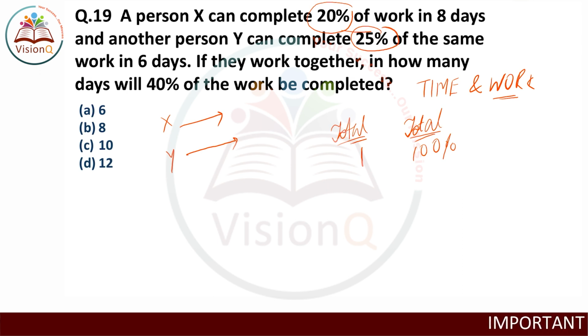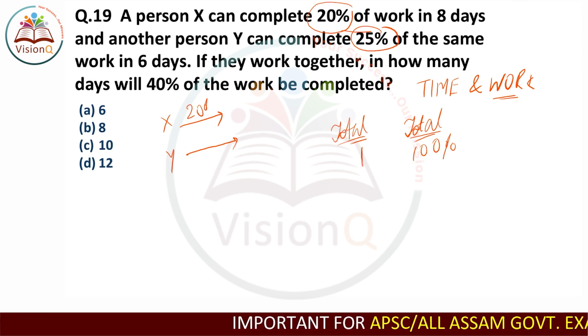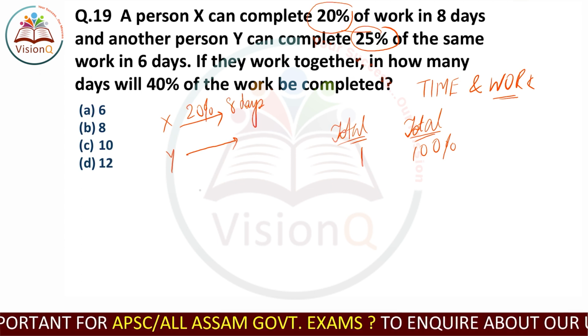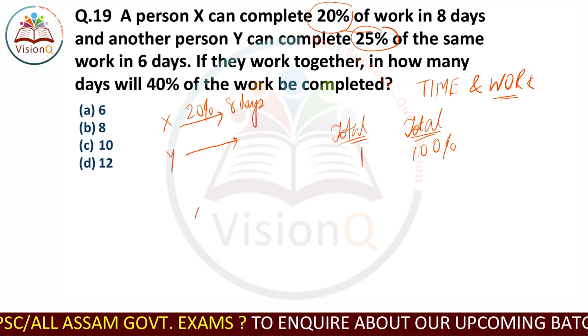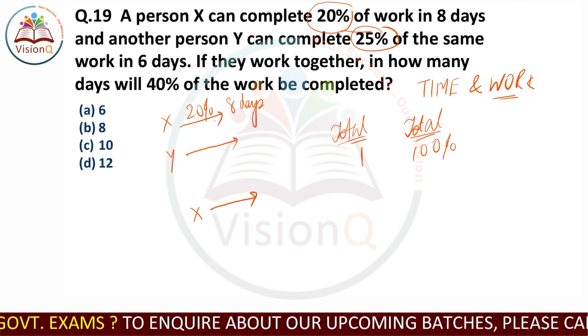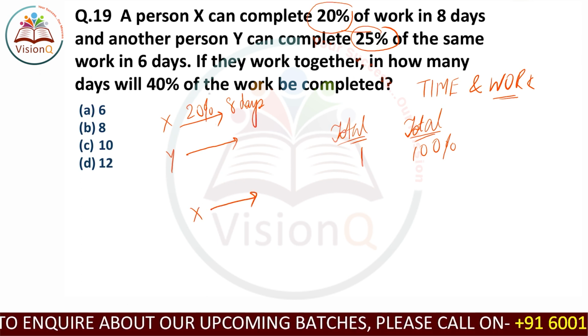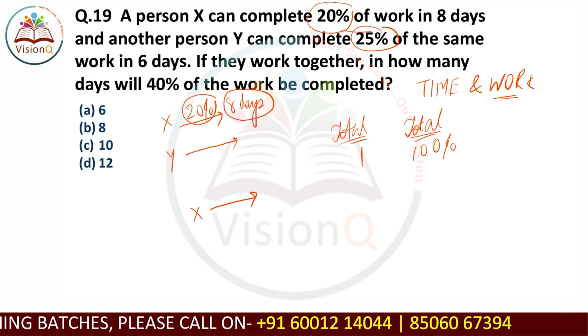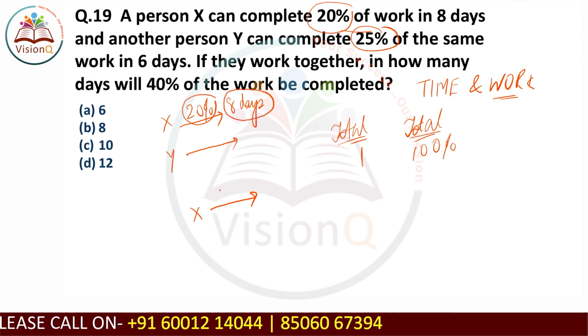So let me convert to percentage. X can complete 20% work in 8 days. So I always need to find out in how many days X can complete 100% work. If X can complete 20% work in 8 days, I need to find out how many days X needs to complete 100% work.